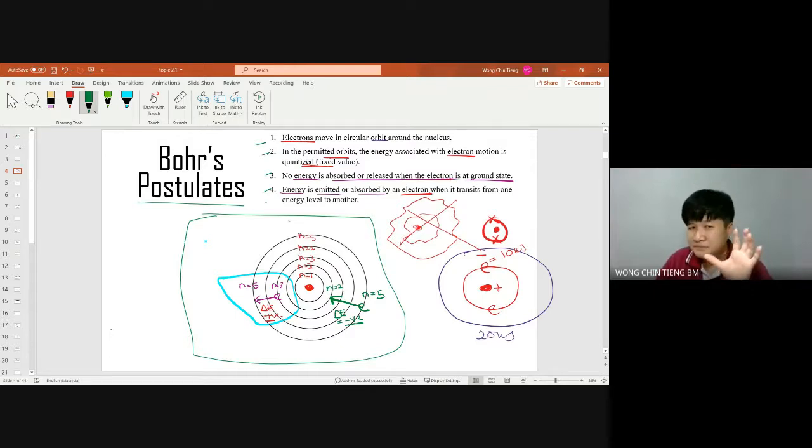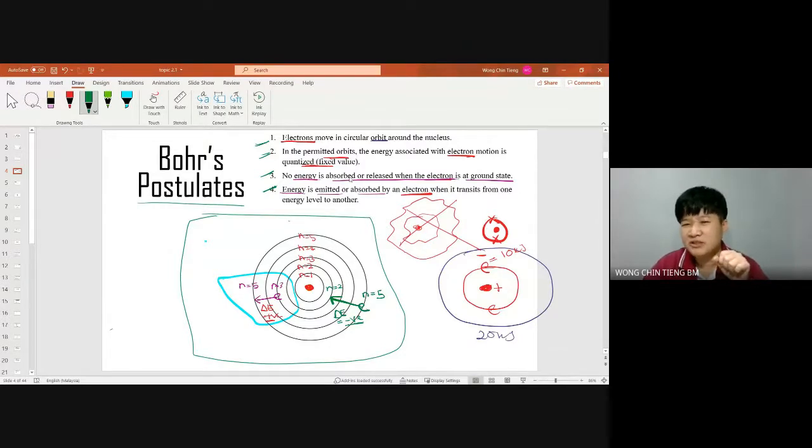Kena hafal. Antara soalan favourite, state the Bohr postulate. Alright? Dan saya rasa saya dah bagi ayat yang paling senang. So, short, precise, simple, gunalah ayat tu. Okay? Alright? Dia takkan suruh explain sangat. Dia takkan suruh explain saya rasa. Bohr postulate explain. No. Saya rasa dia takkan suruh explain. Dia akan suruh kamu state je Bohr postulate. So, hafal je lah.